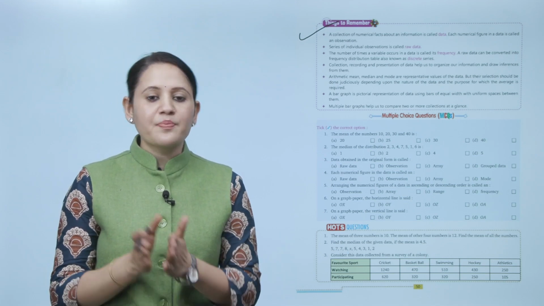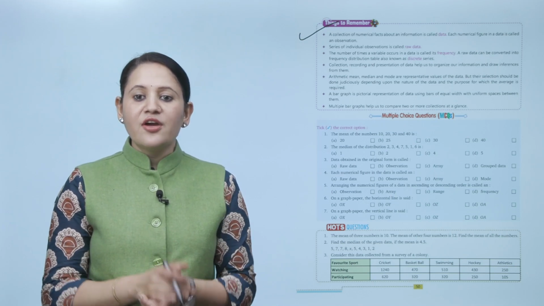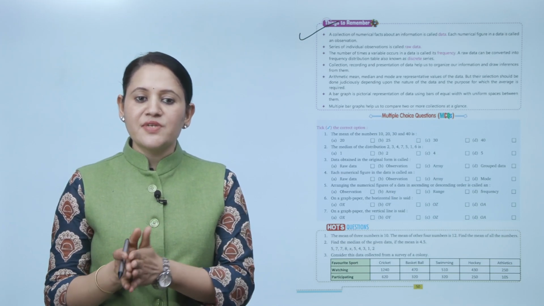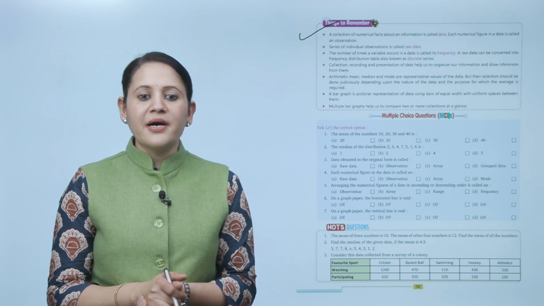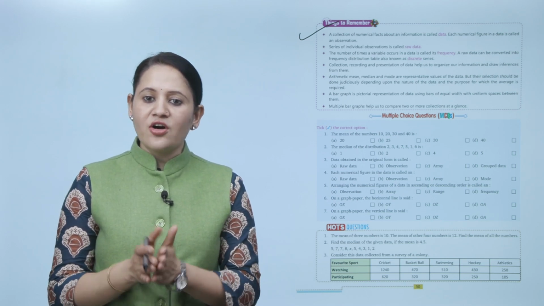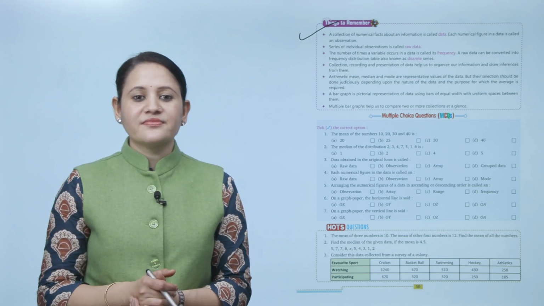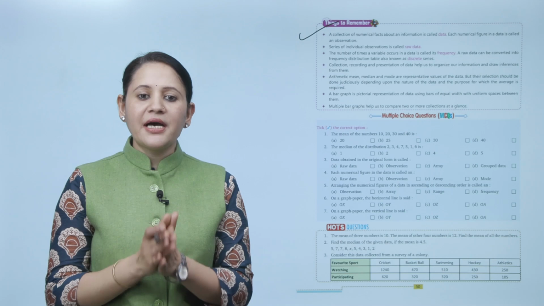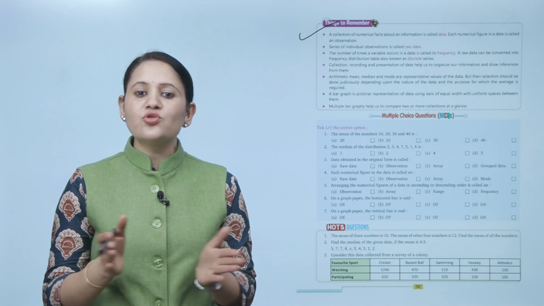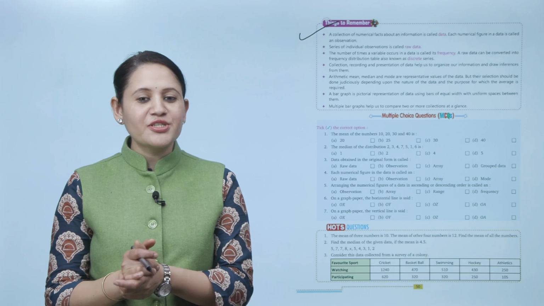A bar graph is a pictorial representation of data using bars of equal width with uniform space between them. Multiple bar graphs help us to compare two or more collections at a glance. इस लाइन को वापस पढ़ते हैं. Multiple bar graphs help us to compare two or more collections at a glance. Next is multiple choice questions.